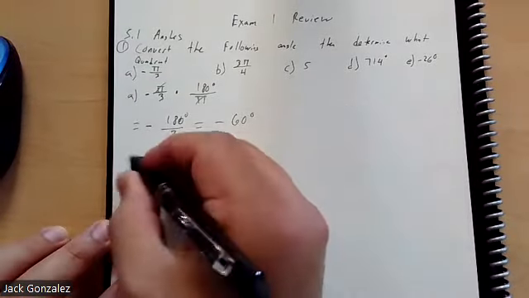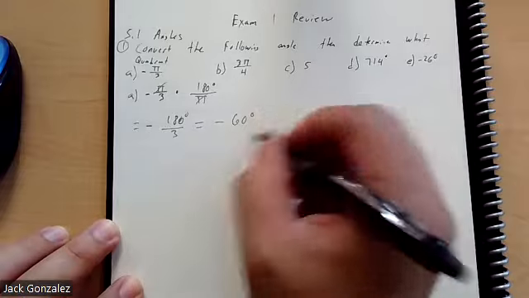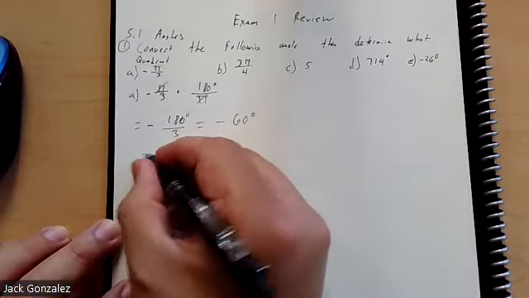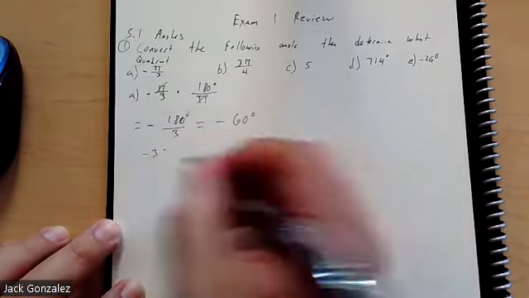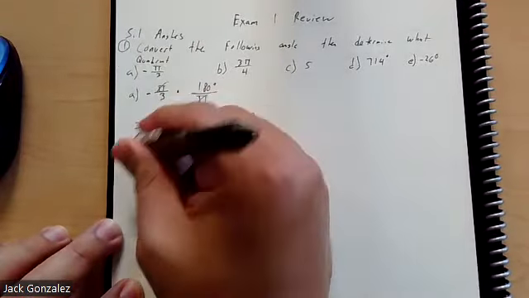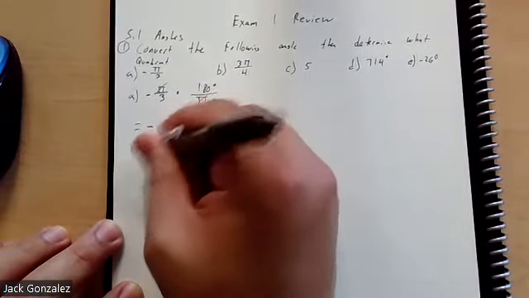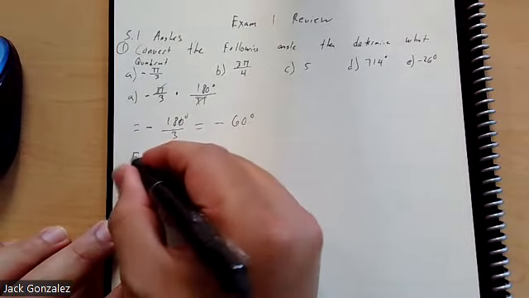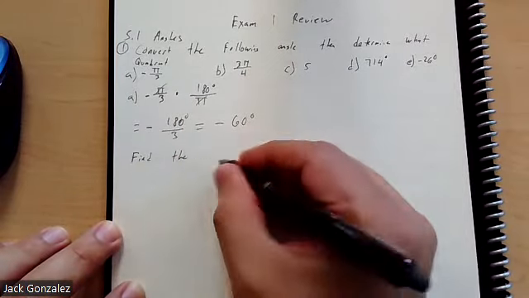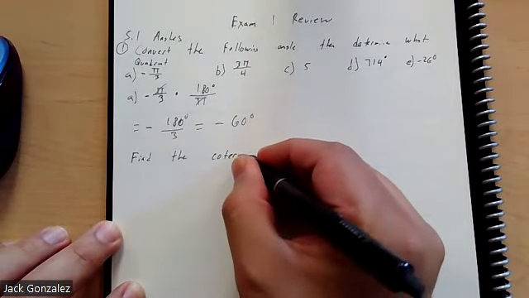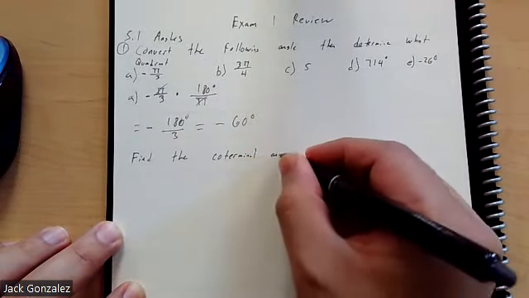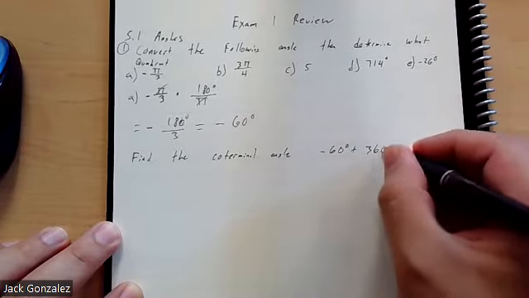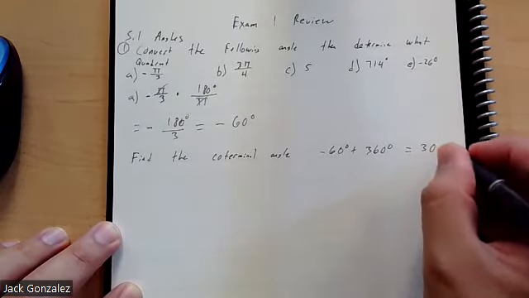Now find your coterminal angle because it's negative, right? So adjust by adding 360. If it is negative, you have to add 360. All right, a little note here. Find the coterminal angle. That gives me 300, right?